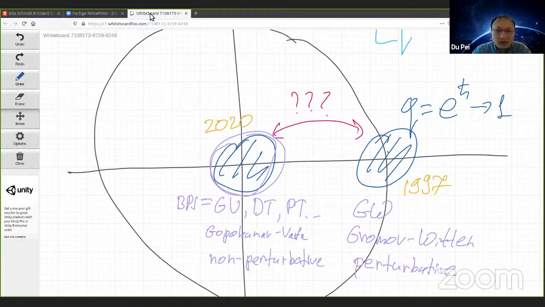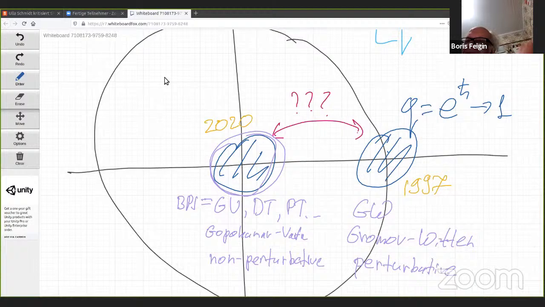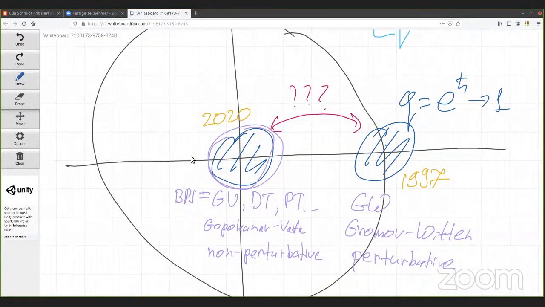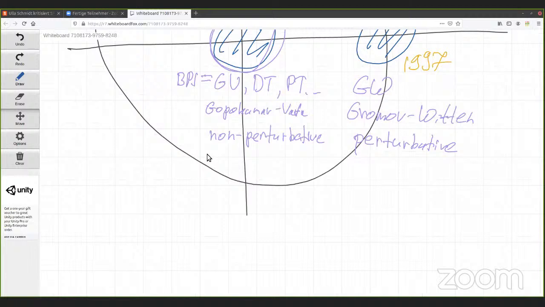Let me try to maybe again use whiteboard. Yes, it's better. You can use the same, actually. I think yes. It allows writing for everybody.